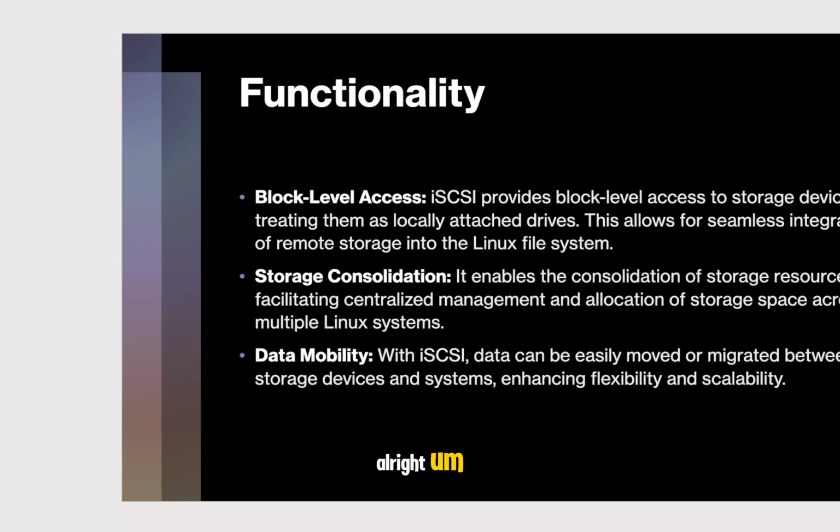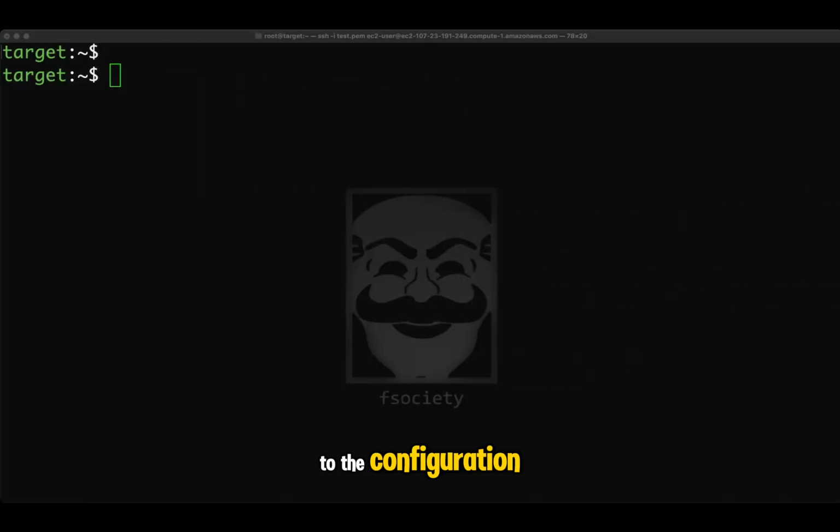All right, and then storage consolidation. So pretty much you have some central servers with storage on them. And then data mobility, you can basically just unmount and mount it on any server you want. So if a server goes bad, that data is still safe on the storage device or on the server. All right, so let's get to the configuration.